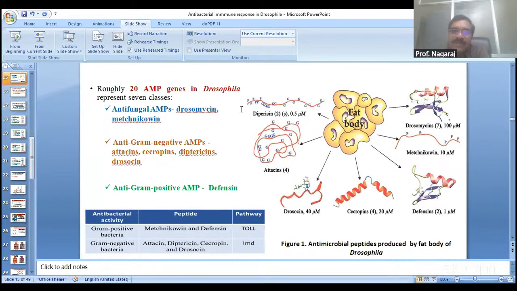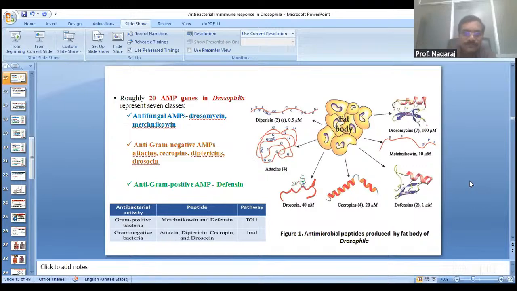produces these different AMPs: diptericins, attacins with 4 members, and 2 members of the diptericins. Drosomycins have 7 members, then metchnikowin and defensin, and so on. This is just an example here. Depending upon the type of bacteria, for gram-positive bacteria, specific peptides, metchnikowin and defensin, are produced through the Toll signaling pathway, and gram-negative bacteria produce attacin, diptericin, cecropin, and drosocin through the IMD pathway.